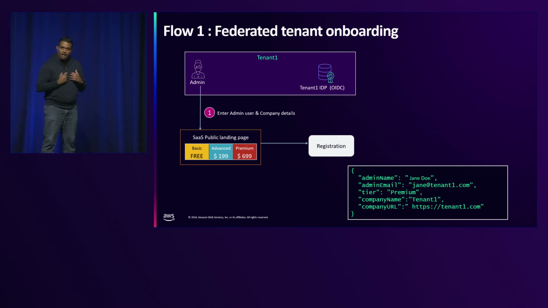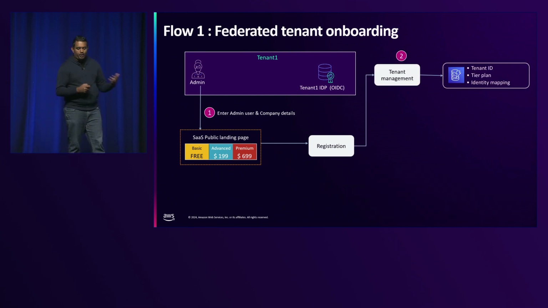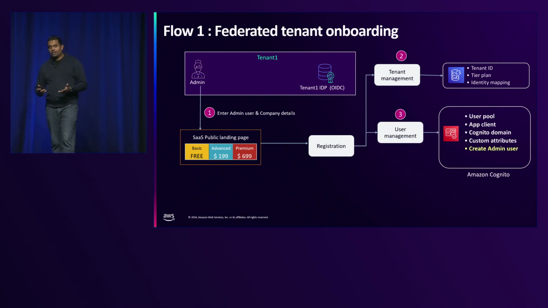From the SaaS standpoint, I would have a registration microservice in my control plane to accept these requests. I would get the admin details and the company details like a normal tenant onboarding request. As the first thing, I will go ahead and create a tenant ID for the new tenant. Then I would have a user management microservice that would work with Amazon Cognito and create the bits that I need for the new tenant.